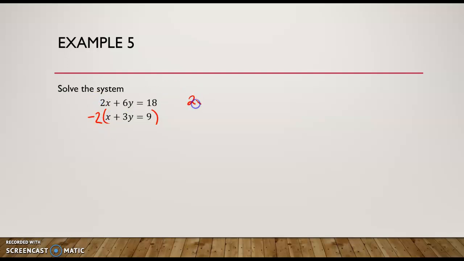So I'm going to rewrite 2x plus 6y equals 18. Then we're going to subtract. So we're multiplying by negative 2. So negative 2x, negative 2 times 3 is a negative 6y, and a negative 2 times 9 is a negative 18. So 2 minus 2 is 0. 6 minus 6 is 0. So I got 0 on this side. And 18 minus 18 is 0. So this is a true statement.